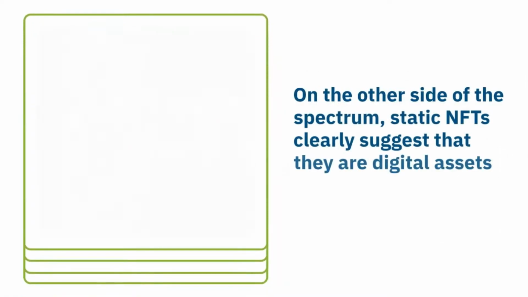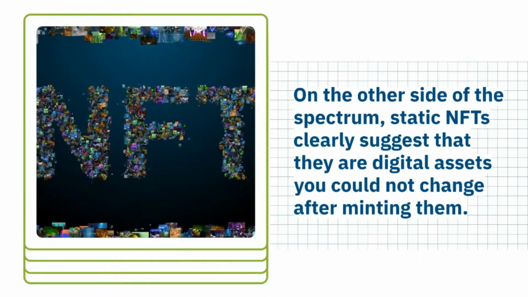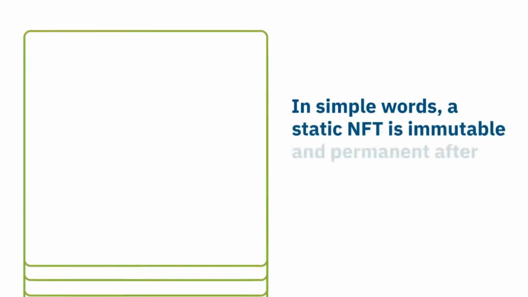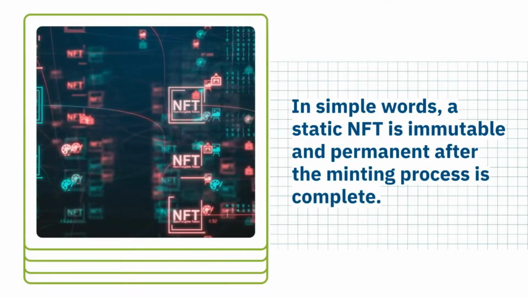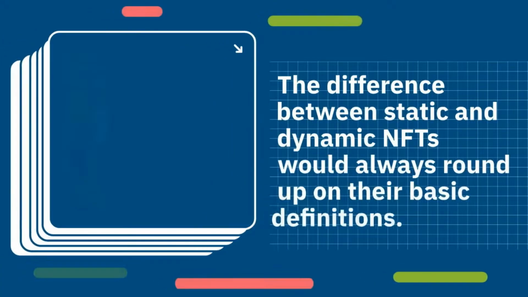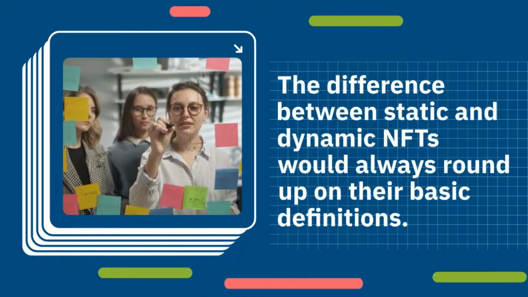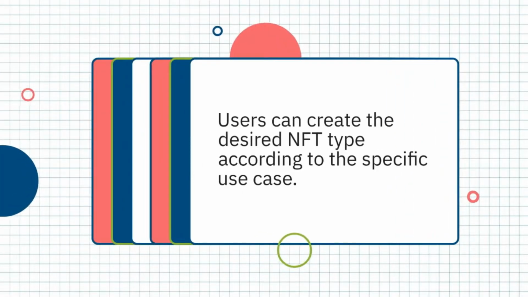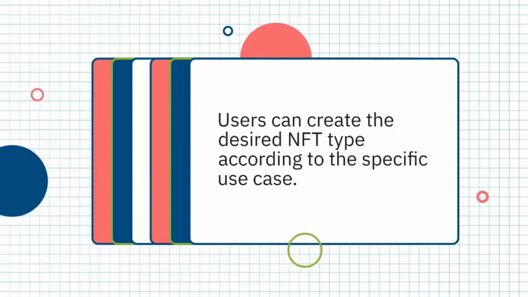On the other side of the spectrum, static NFTs clearly suggest that they are digital assets you could not change after minting them. In simple words, a static NFT is immutable and permanent after the minting process is complete. The difference between static and dynamic NFTs would always round up on their basic definitions. Users can create the desired NFT type according to the specific use case.